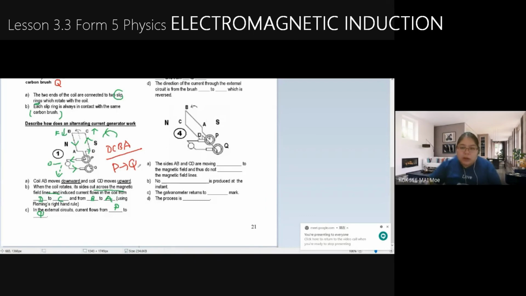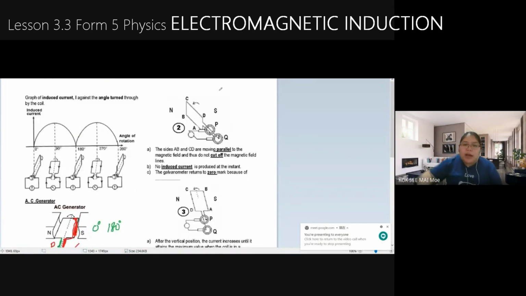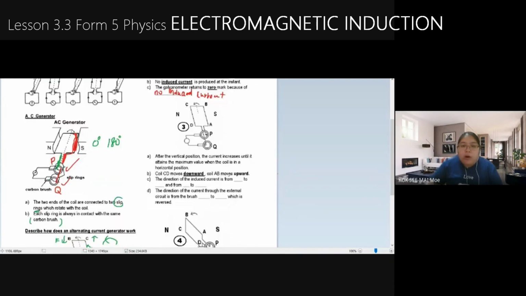Okay, now when it is in vertical, vertical is the same thing. AB and CD are now parallel. The force is now going to the left on one and to the right on the other. So now it's parallel already. Parallel means they never cut the magnetic field lines, so no induced current. The galvanometer goes back to the 0 mark because of no induced current. The second one should be the same, don't care whether DC or AC. So there's no induced current. Then we continue horizontal again.